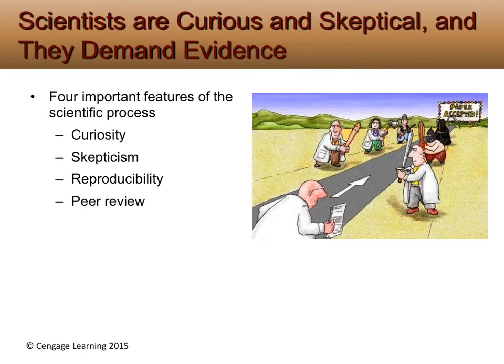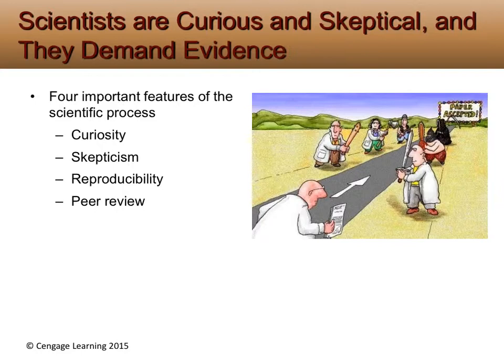Four important features of the scientific process. There must be curiosity. Scientists tend to be very creative. They think outside the box about possible ways to solve things in general. There's skepticism from other scientists. Is that the case? Are you limiting variables? If you reproduce it again, will it occur over and over again? If you reproduce it in a different environment, will the same results occur?